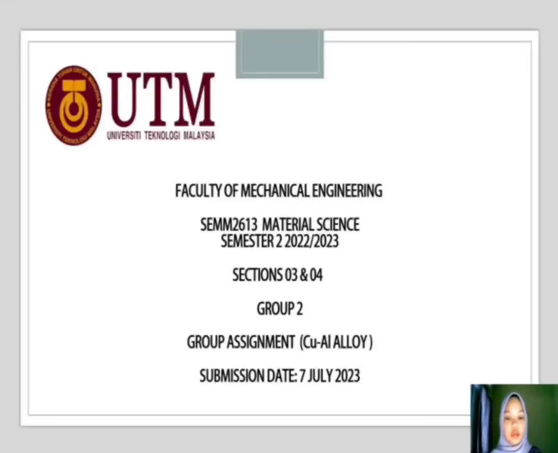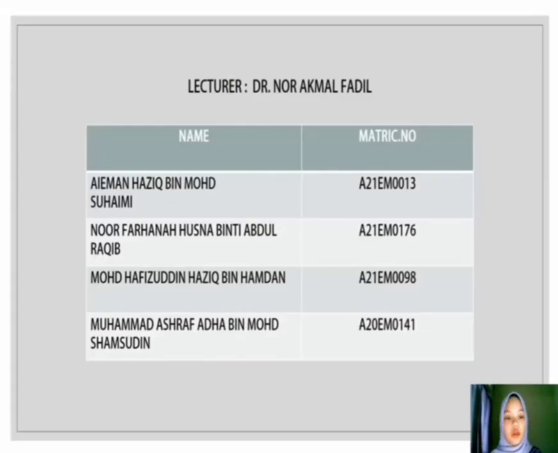So this is group 2 for the material science assignment, and this group is going to talk about copper aluminium alloy. Our group members consist of Aieman Haziq, me myself, Farhanah Husna, Hafizuddin Haziq, and Ashraf Adha.